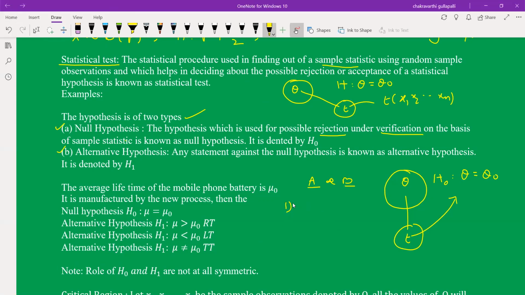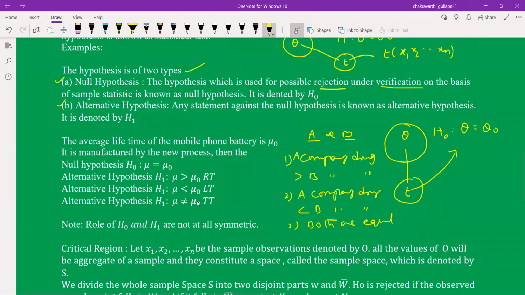Statement one: company A drug is more effective than company B drug. Second statement: company A drug is less effective than company B drug. Third one: both are equal. Here, two populations are considered and two samples are collected from these two populations. There are three statements possible. The first two are biased statements; the third one is an unbiased statement.